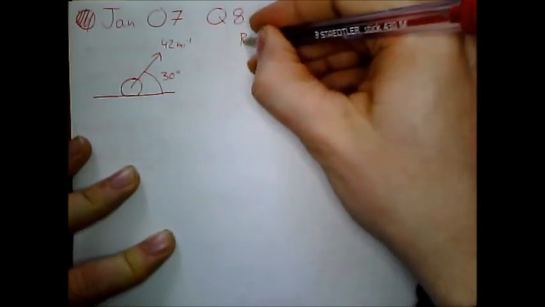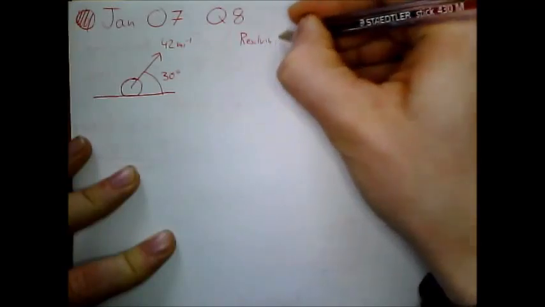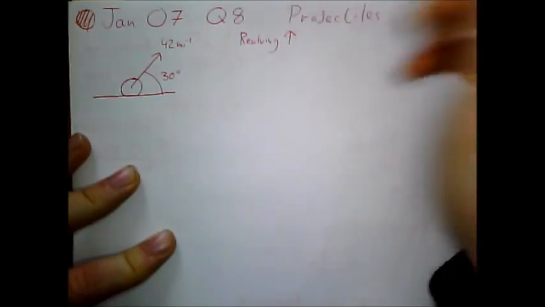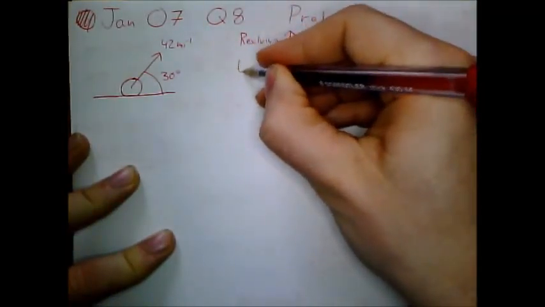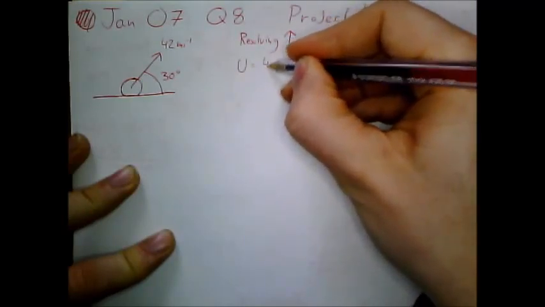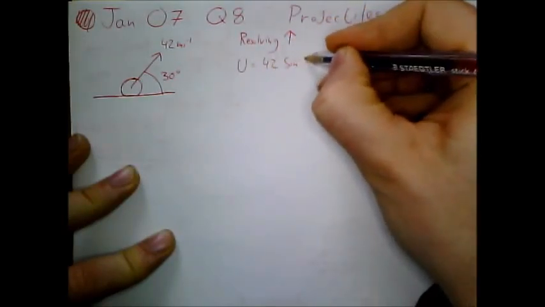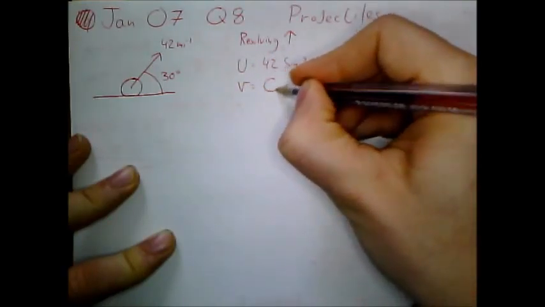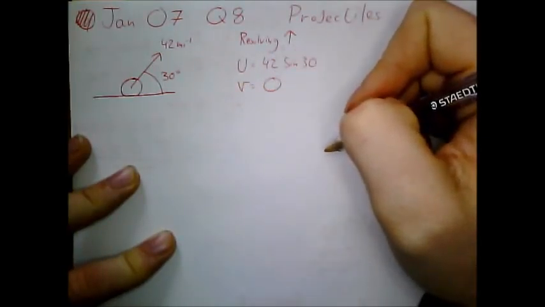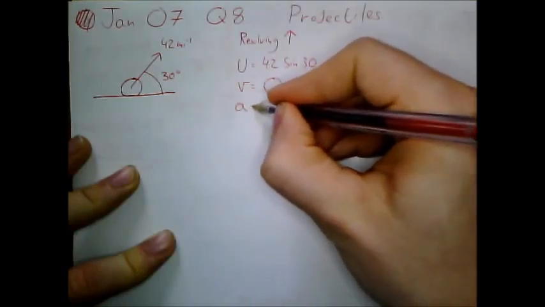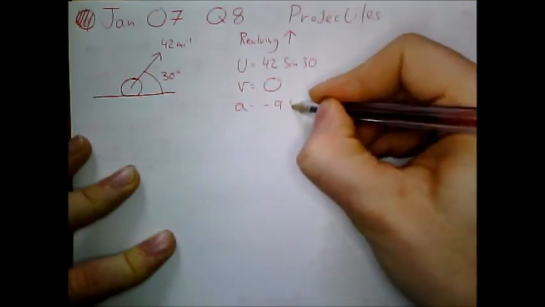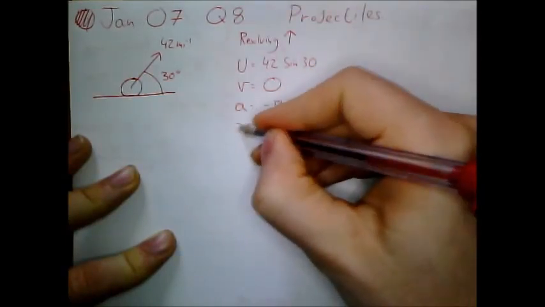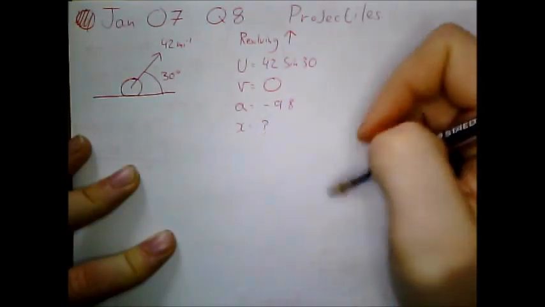Okay, so resolving upwards, we know its initial speed is 42 sine 30. At its maximum height, it will have no more vertical velocity, and gravity is acting against the speed, and we want to know its maximum height.